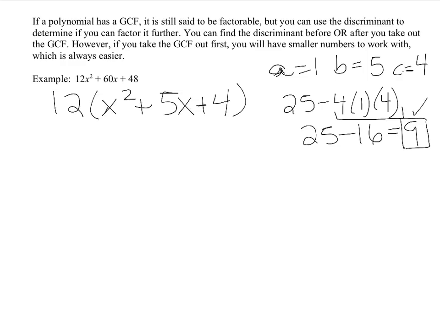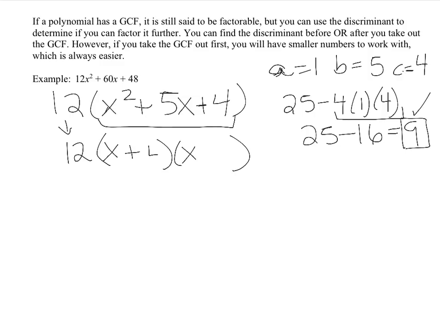And so what that tells us is that this x squared plus 5x plus 4 can get factored into binomials. The 12 is still a factor. Don't forget it. Bring that 12 down. And then I'm going to break up the x squared into x and x. The 4 can be broken up into 4 and 1. That's the only way to get 5 in the middle. Okay? So this would be my answer.